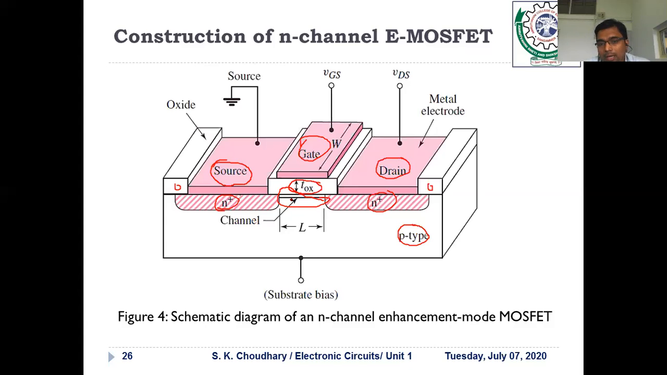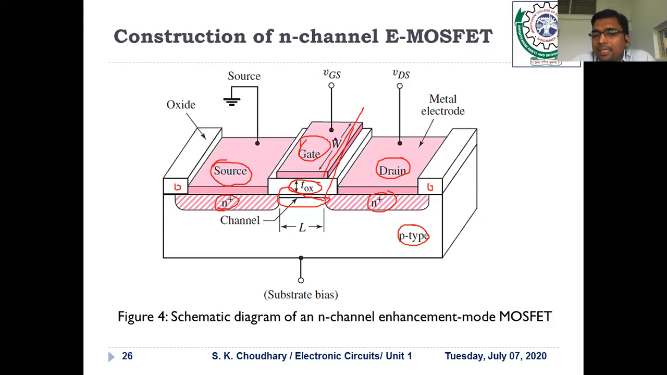Okay, and generally the channel length and gate length are similar, practically a little bit different, and the width of this channel, or you can say the gate, in the lateral extent, is called the width W. So these are the terms and parameters used to define the construction of the N-channel E-MOSFET.